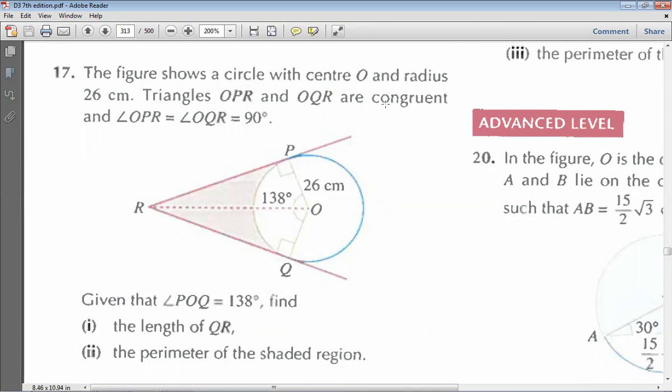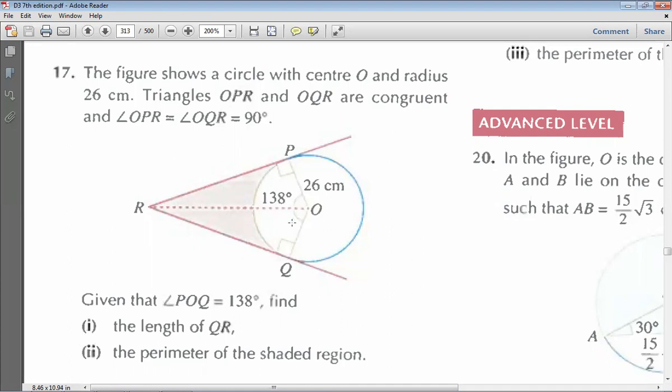Triangle OPR and OQR are congruent. So these two triangles, OPR and OQR, are both congruent. They are exactly the same triangles, and the angle OPR and the angle OQR are both 90 degrees because the tangent makes a 90-degree angle with the radius. Given that the angle POQ is 138, this whole angle is 138, and because both these triangles are the same, half the angle is here, half the angle is here. So this dotted line basically bisects this 138 angle.